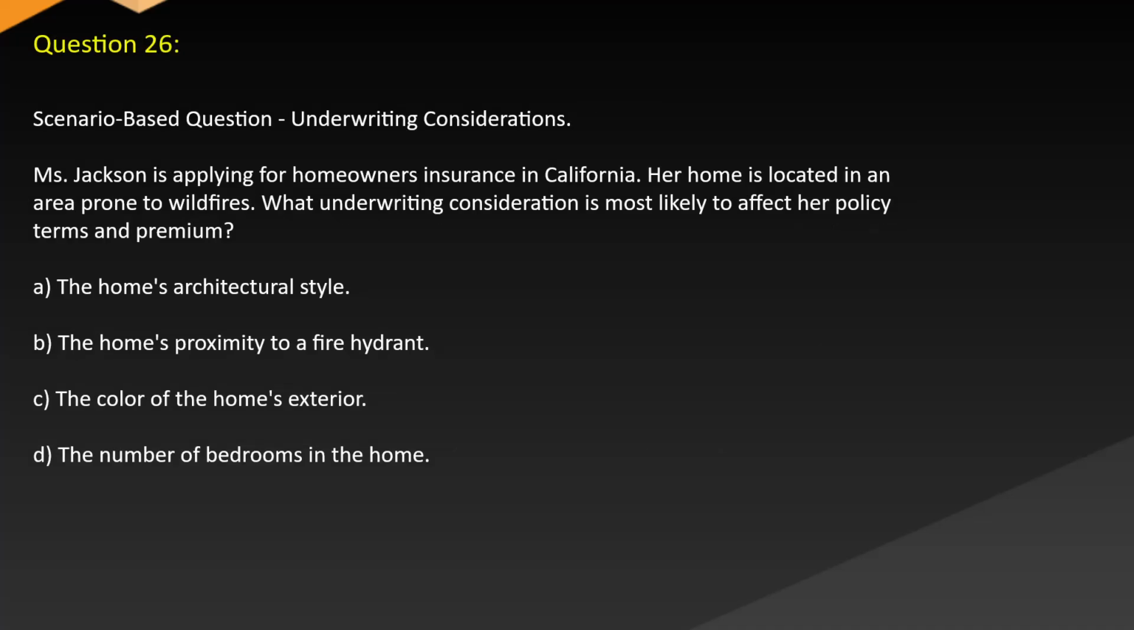Question 26. Scenario-based question. Underwriting considerations. Ms. Jackson is applying for homeowners insurance in California. Her home is located in an area prone to wildfires. What underwriting consideration is most likely to affect her policy terms and premium? A. The home's architectural style. B. The home's proximity to a fire hydrant. C. The color of the home's exterior. D. The number of bedrooms in the home.